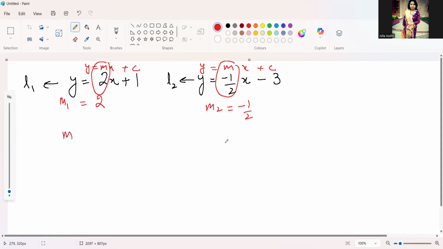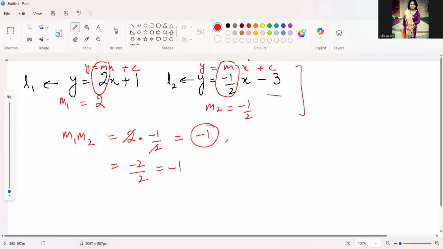Now, if I take the product of the gradients, this will be 2 times -1/2, which if I simplify, will give me -1. You can simplify like this, or you can simplify it as -2/2, which is again equal to -1. So this means that this pair of lines is perpendicular. So this is how you find if the lines are parallel or perpendicular when the equations are given.